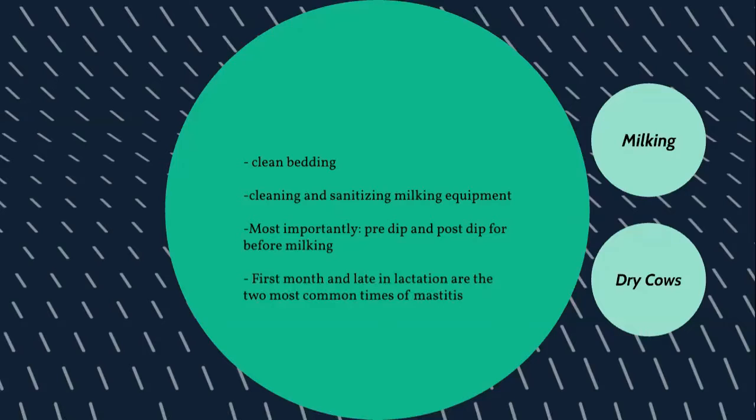The times that are most common for cows to contract mastitis are in the first month of their lactation, when they're milking really heavily, and also later in their lactation, when they're not giving as much milk.